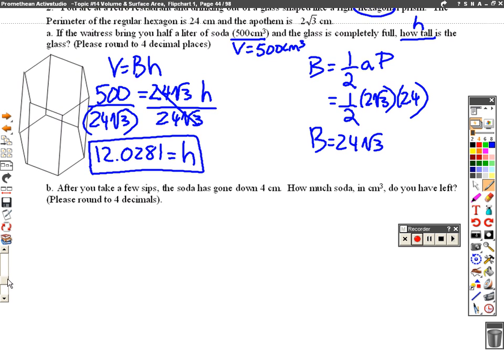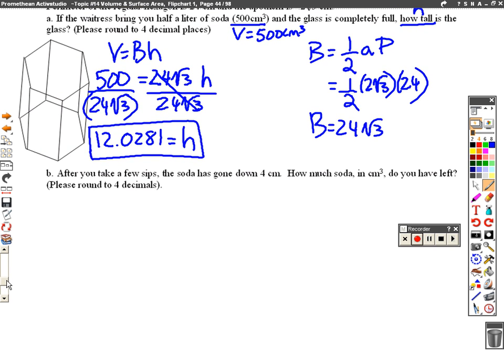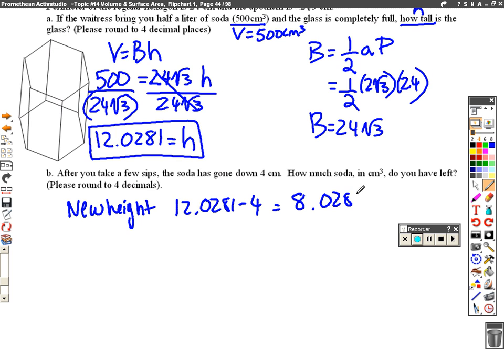All right, after you take a few sips, the soda has gone down 4 centimeters. How much soda in cubic centimeters do you have left? So basically, if the height was originally 12.0281, the new height is going to be 12.0281 minus those 4 centimeters. So I'm going to subtract 4, which gives me 8.0281. That's our new height.